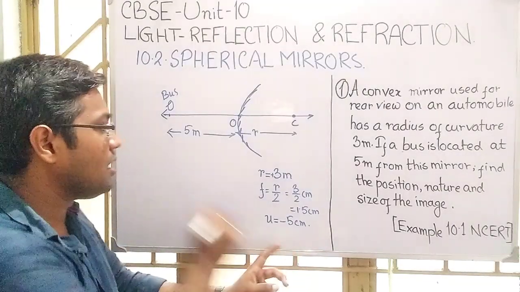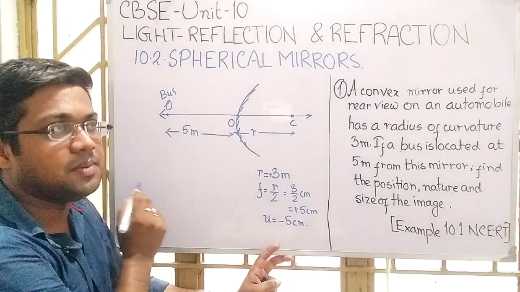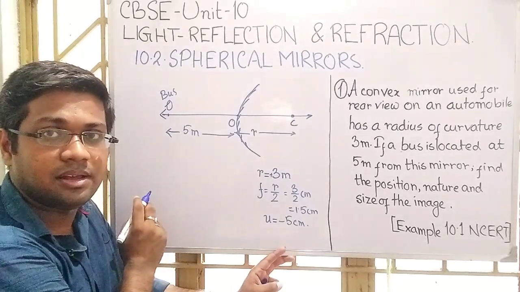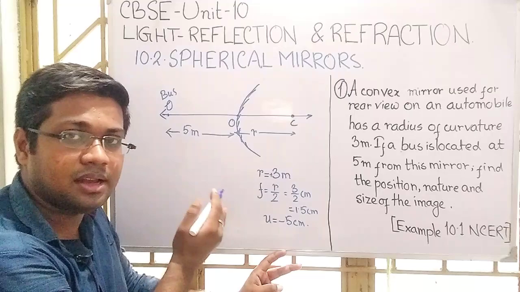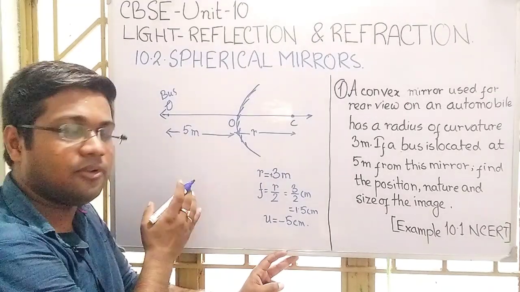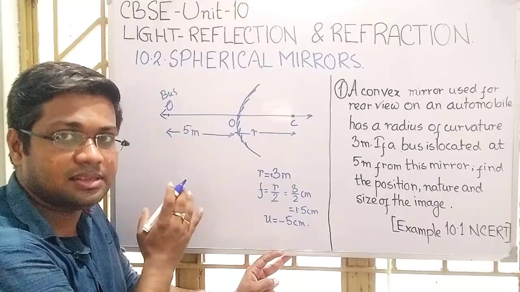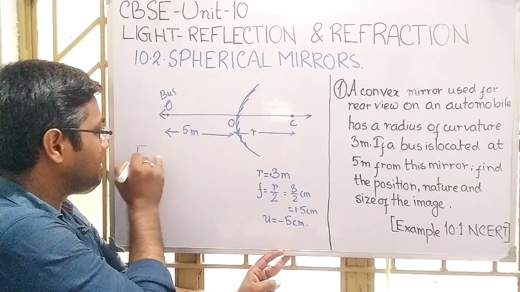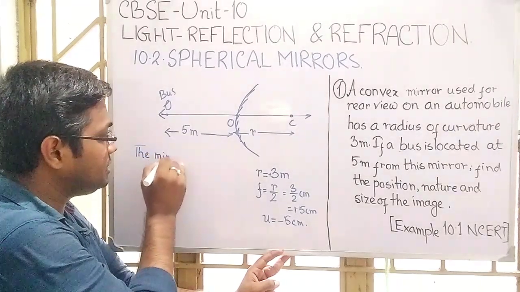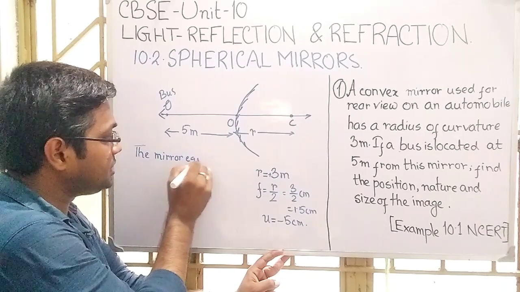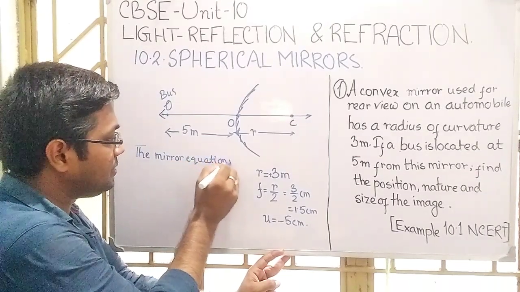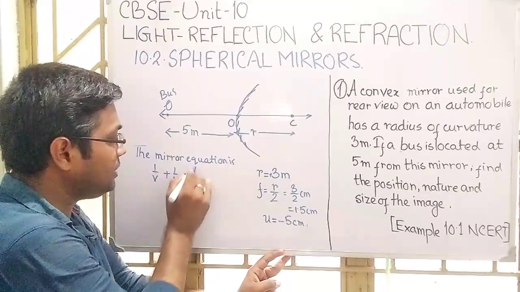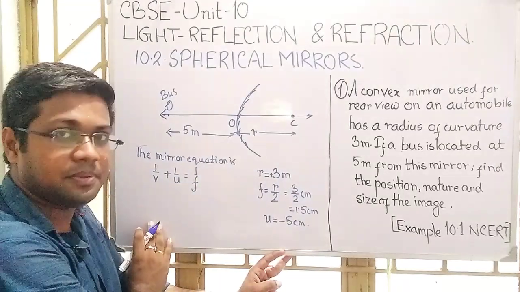Okay, so from now you have to just remember this equation, which is called the mirror equation. Obviously there is a derivation in higher classes in 12, but for the time being we just take it as an equation. We have to remember this thing, and that equation is, write down the mirror equation: 1 by v plus 1 by u equal to 1 by f.